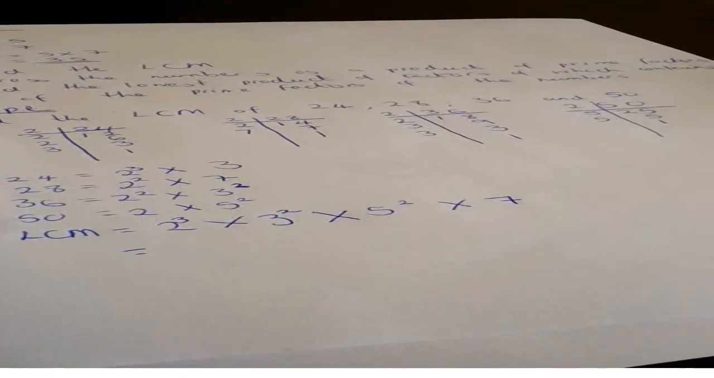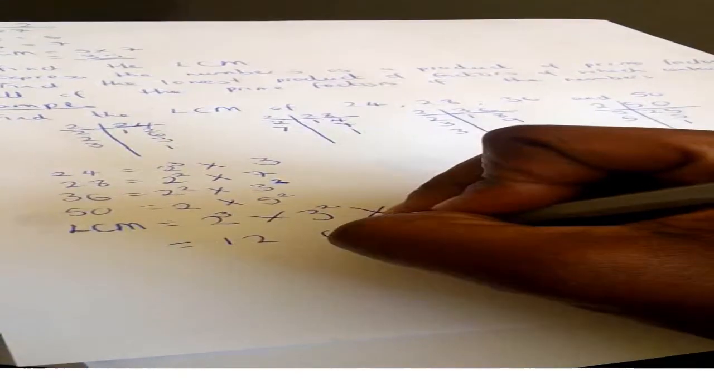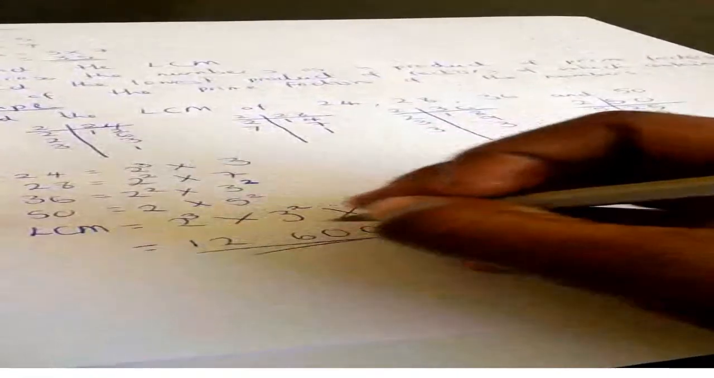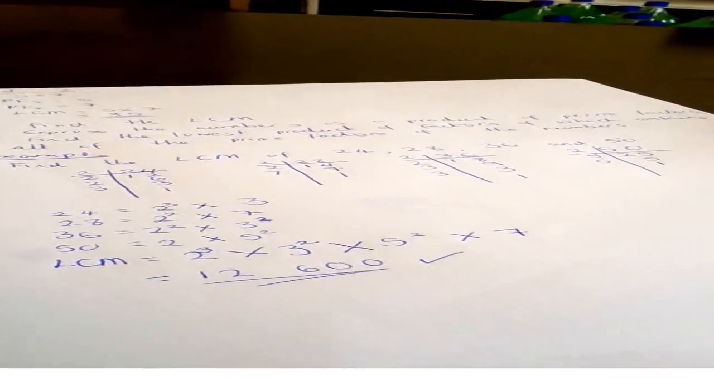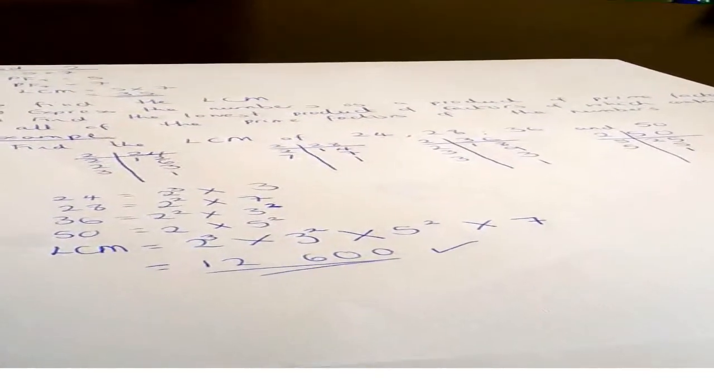Then we say times 5 to the power of 2, which is 25, 72 times 25, which is 1,800. Then times 7. This gives us 12,600. So it is easy, right? This is the easiest, finding the lowest common multiple. Okay, we are done with the lesson. The lesson was on finding the lowest common multiple.